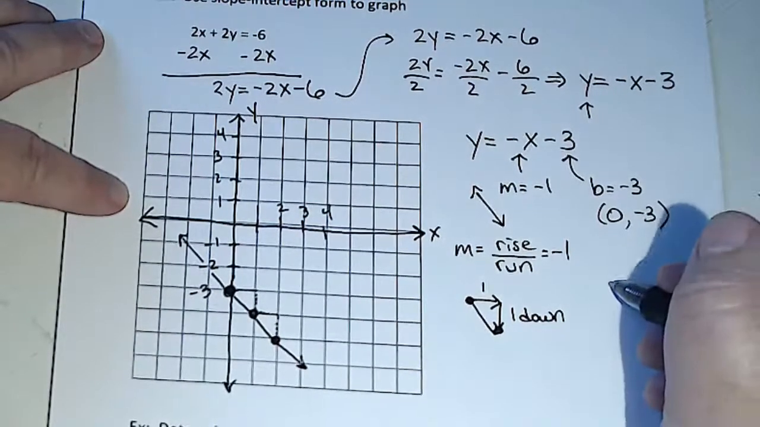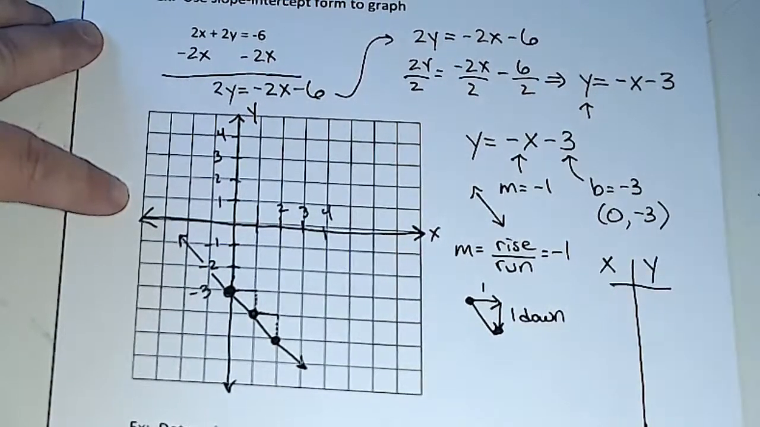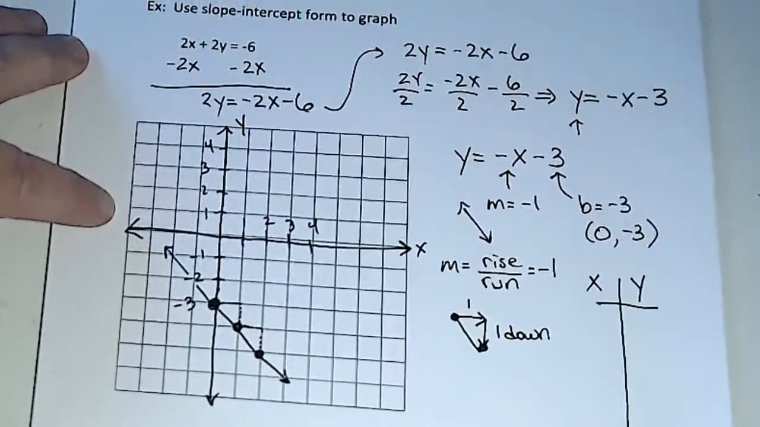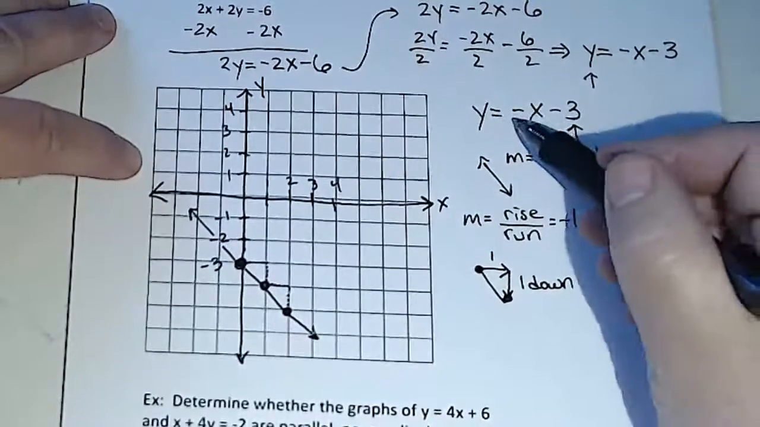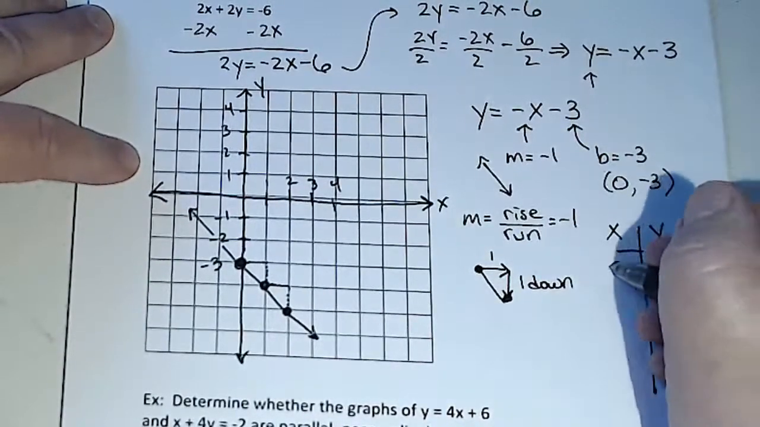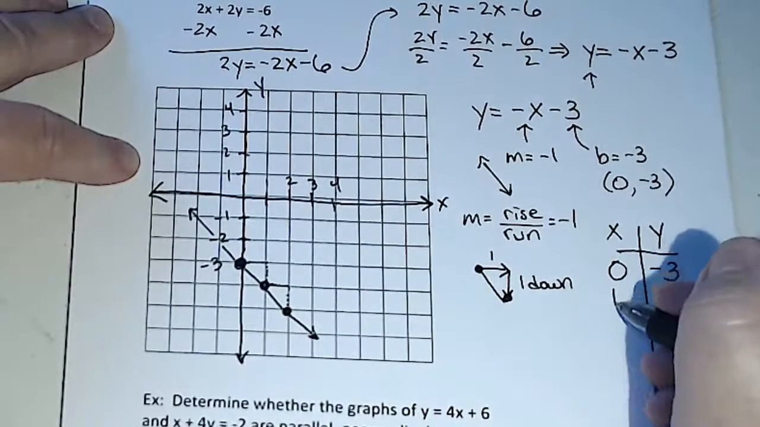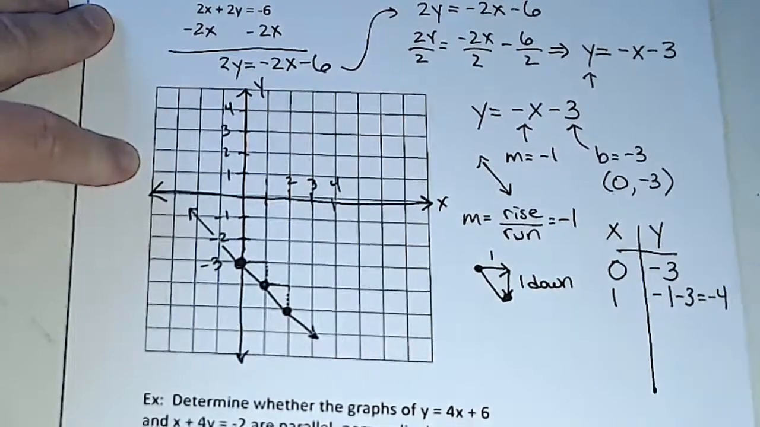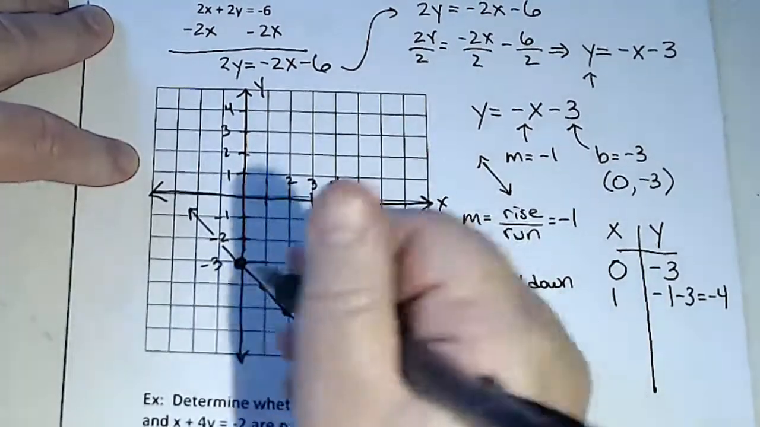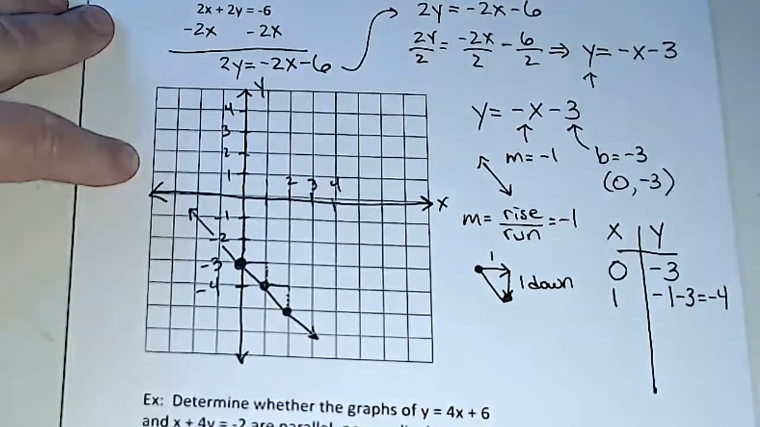Now, could you do a table of values? Absolutely. So if we did a table of values for this, I've got my y equals the opposite of x minus 3. So at x equals 0, y equals -3. At x equals 1, y equals -1 minus 3, which is -4. Bam. So we've got a brand new way of graphing with this one.